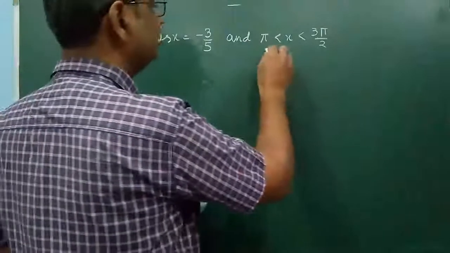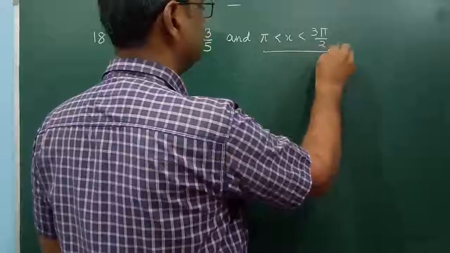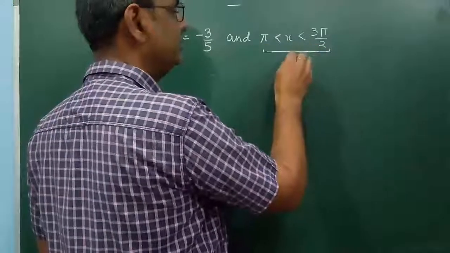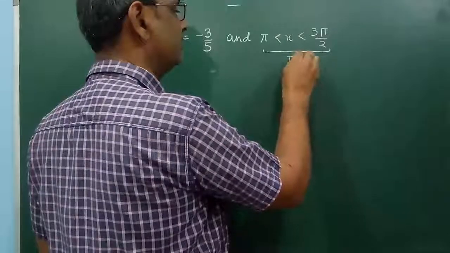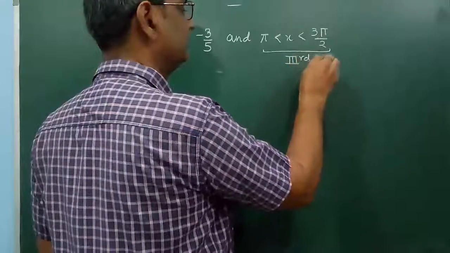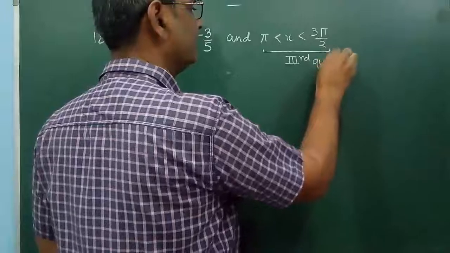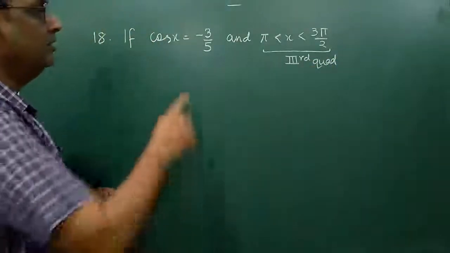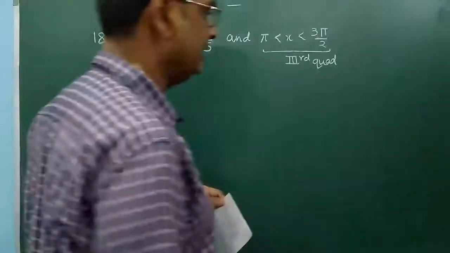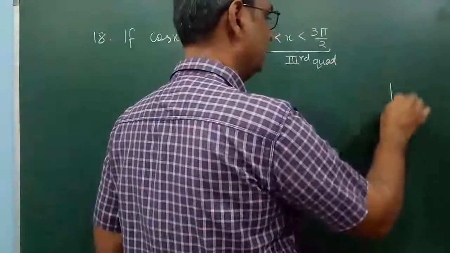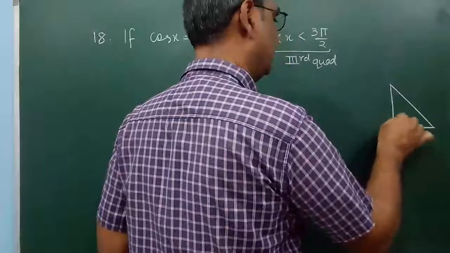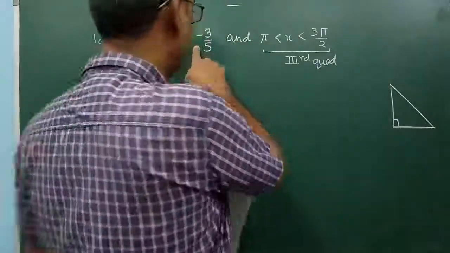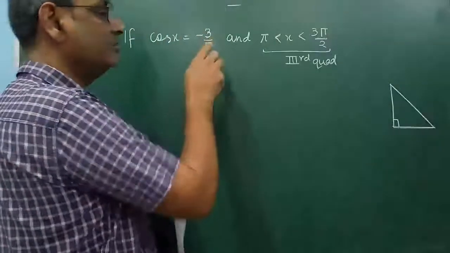What is the quadrant? This one gives you which quadrant? This is 180, this is 270. So this is in the third quadrant. Now what you have to do? You have to make one triangle here. Don't consider just now the minus sign. Only consider cos x equal to 3 upon 5.